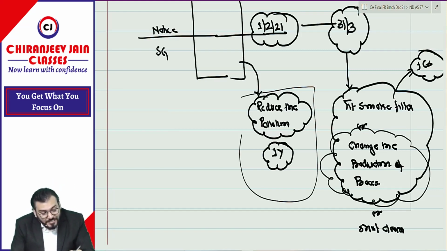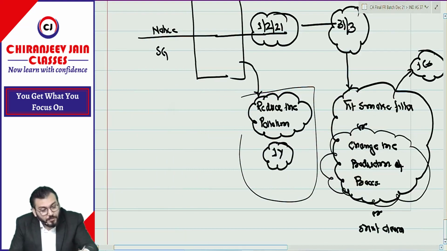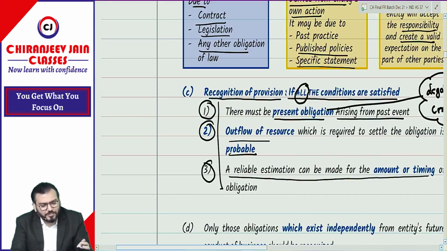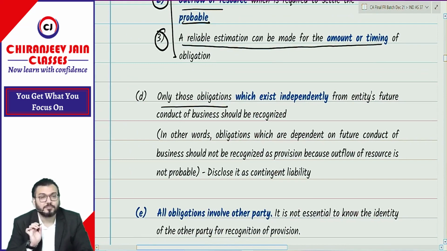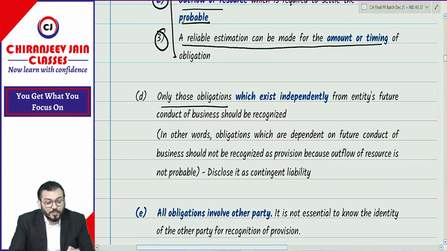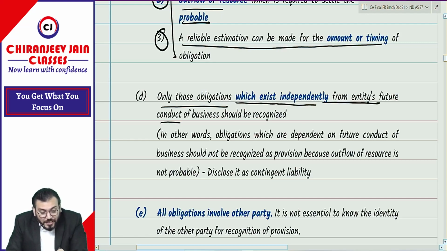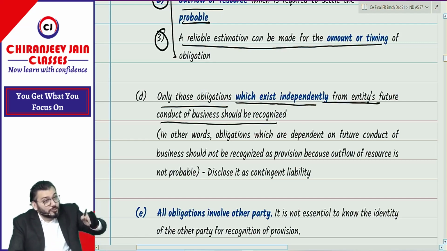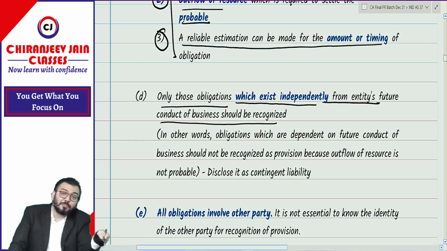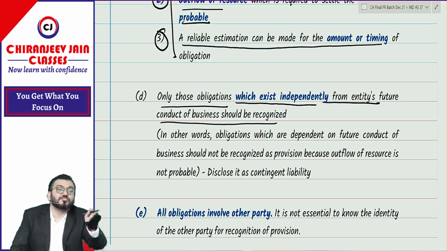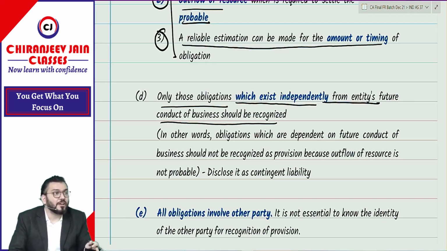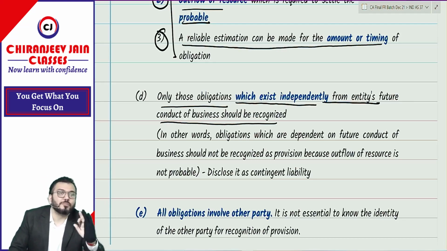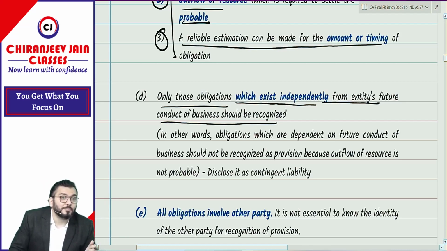So what Ind AS 37, as well as AS 29, says is that only those obligations which exist independently of the entity's future conduct of business should be recognized. In other words, obligations which are dependent on future conduct of business should not be recognized as provision. Why? Because outflow of resource is not probable.